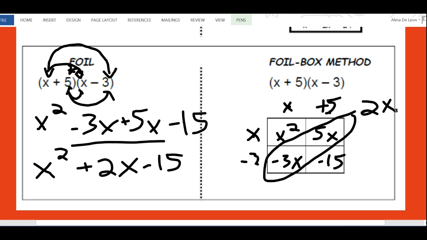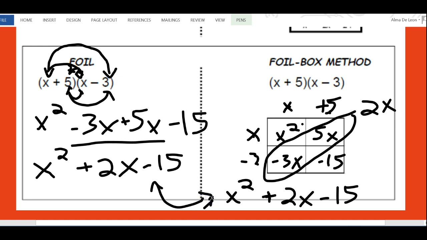So I ended up with x squared plus, I already added my x's together, so plus 2x minus 15 as my answer, which is the exact same thing that I ended up by doing the other method. You're welcome to use either method, the FOIL method or the FOIL box method, but I strongly recommend using the FOIL box method because it is a very easy way to keep your work organized.